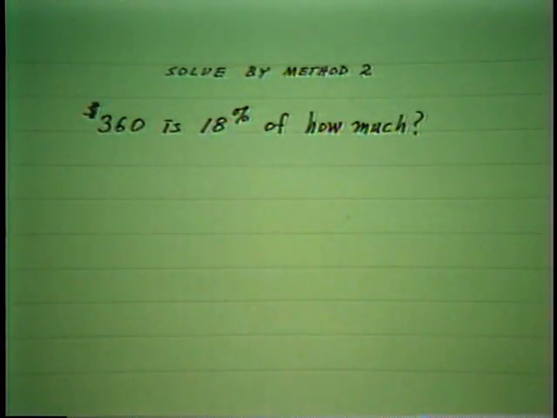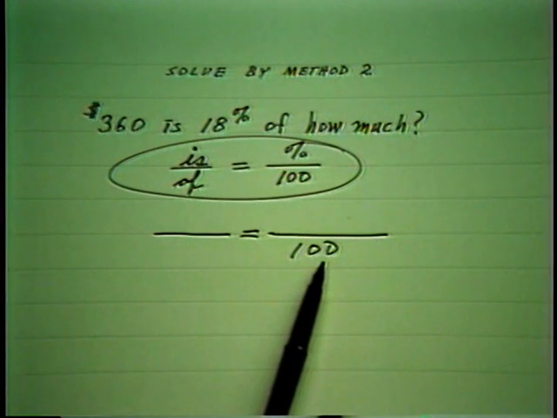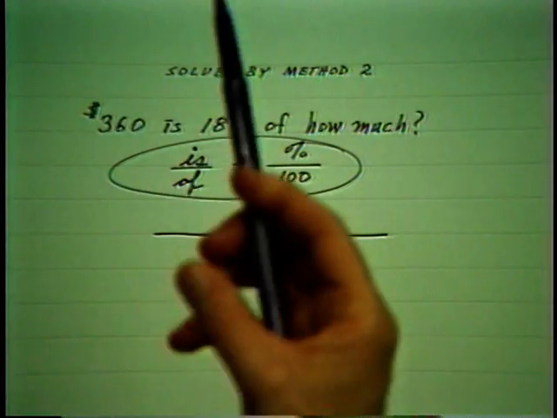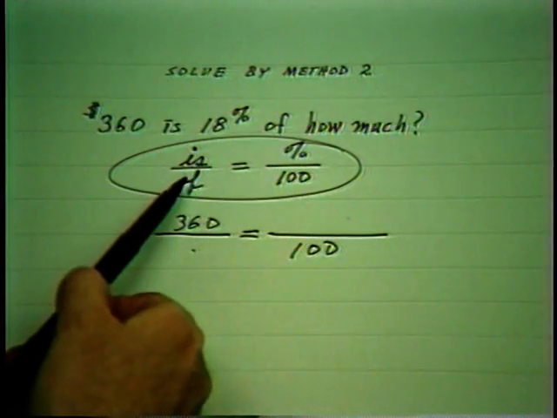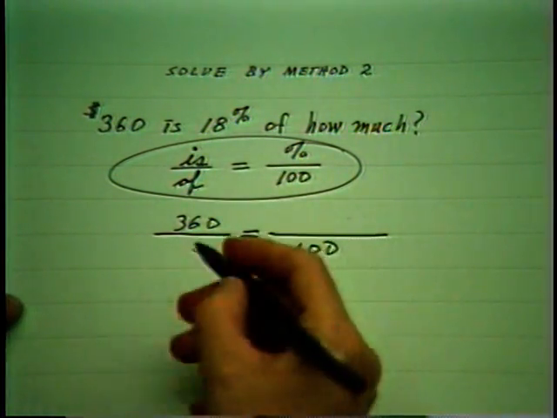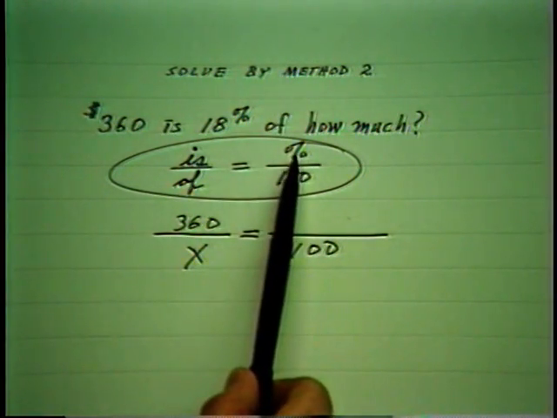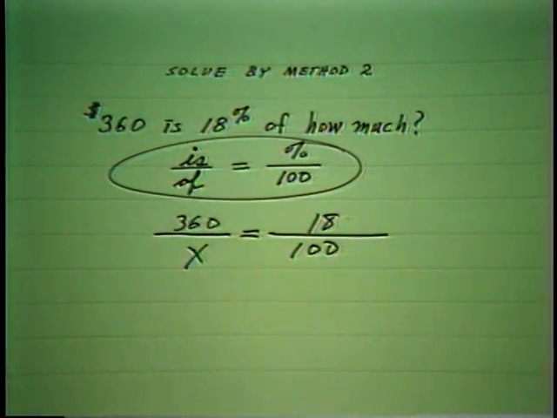Let's do a problem now by Method 2. And Method 2 could easily be called the is over of method. You simply set up the bare bones of a proportion. Notice that we always have 100 here. Now you simply ask what number is attached to the is. That's the 360. What number is attached to the of? That's the how much, my unknown. What number is attached to the percent? That's the 18.